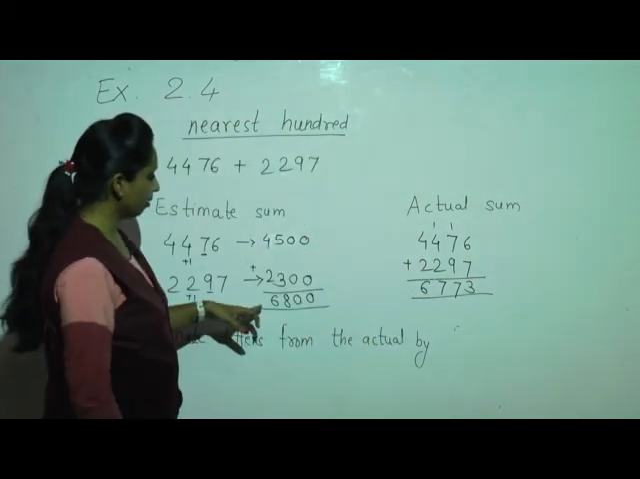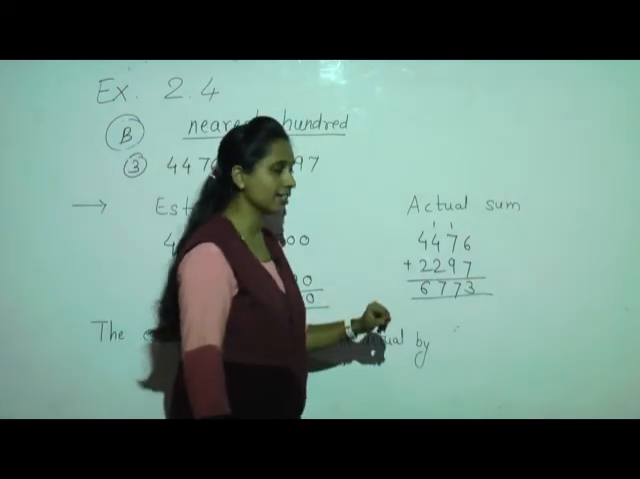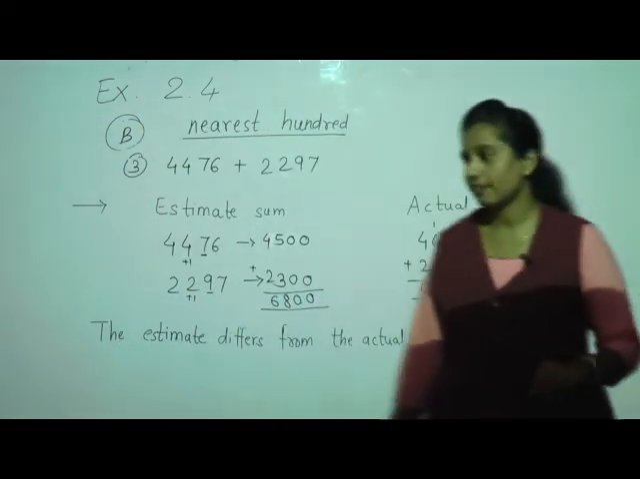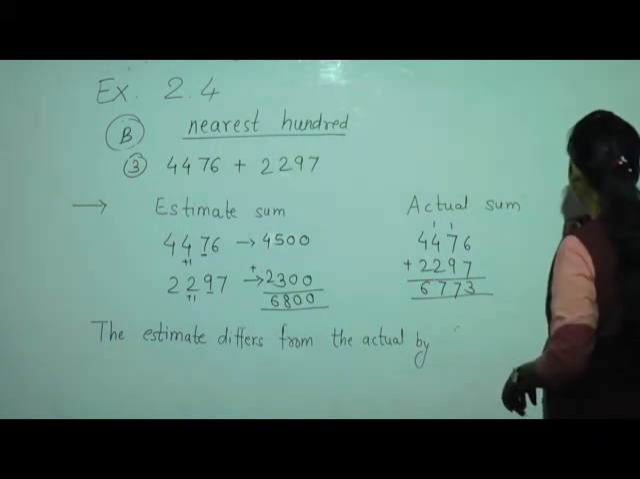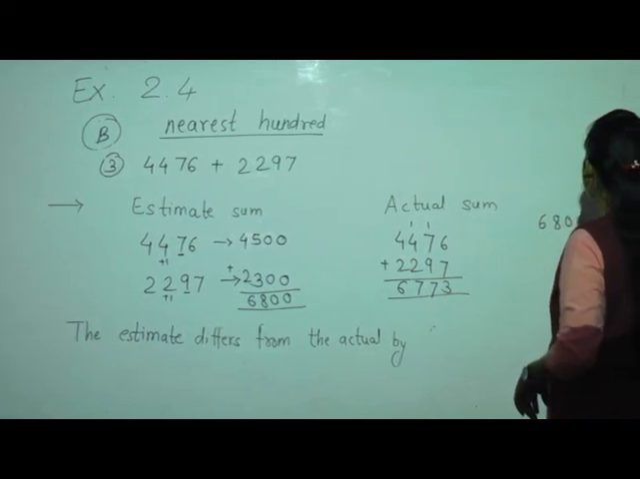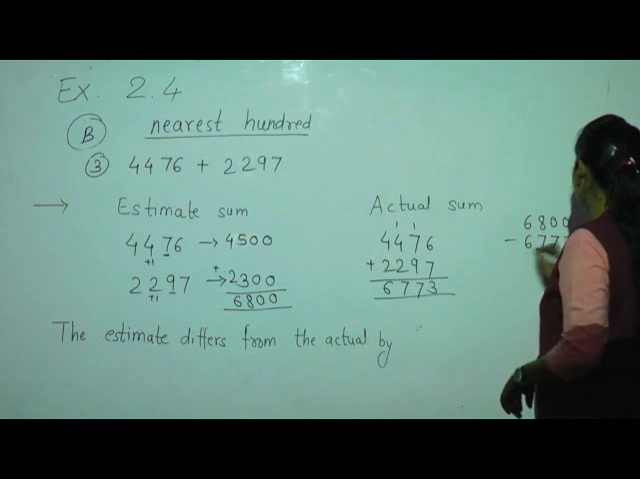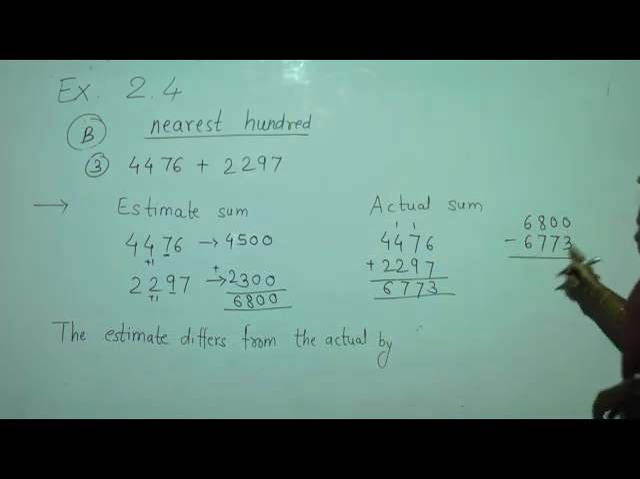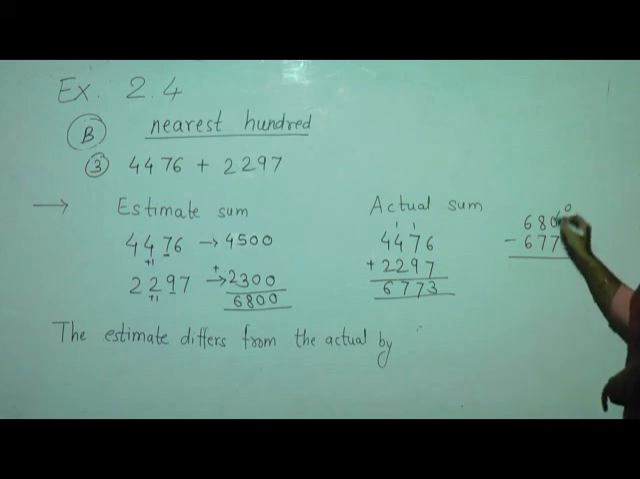Now see both the numbers, 6,800 and the actual sum is 6,773. Now what do we have to do? We have to subtract the smaller from the greater. Which is greater? 6,800 minus 6,773. Now 0 minus 3 we cannot do. Cut the 0, write it as it is. Go with the neighbor. Neighbor also doesn't have. Go with the next neighbor.